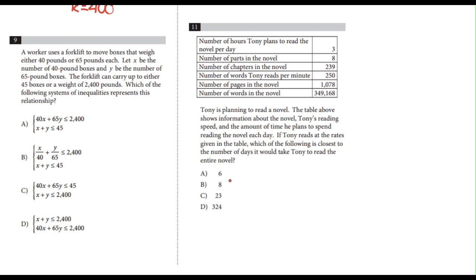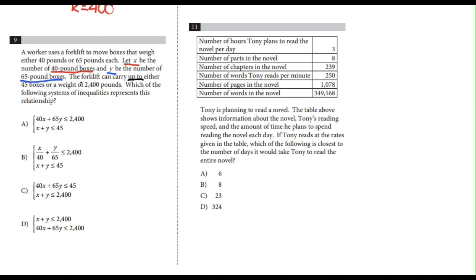Number 9. A worker uses a forklift to move boxes that weigh either 40 pounds or 65 pounds each. Let X be the number of 40-pound boxes. So make sure we note that. X is 40-pound boxes and Y is 65-pound boxes. The forklift can carry up to either 45 boxes or a weight of 2,400 pounds. Which of the following system of inequalities represents the relationship? So the forklift can carry up to this amount.